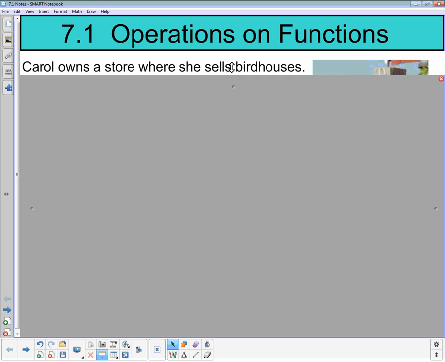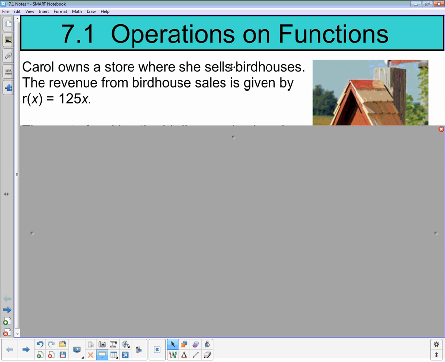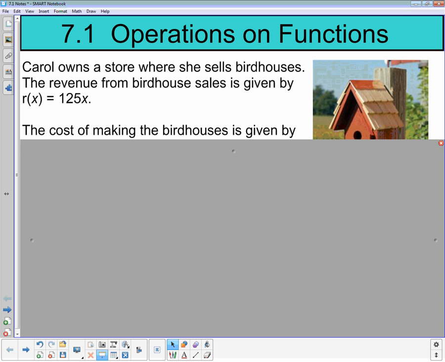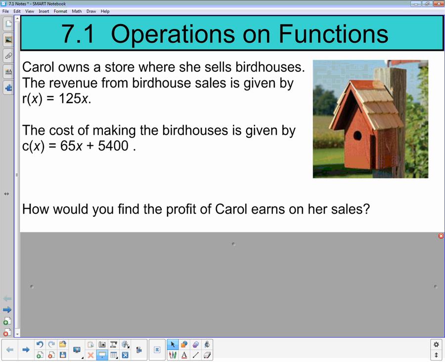So if we look at our first problem, we have that Carol owns a store where she sells birdhouses. The revenue from birdhouse sales is given by R of x is equal to 125x. We also know that the cost of making this birdhouse is given by C of x is equal to 65x plus 5,400. Our first question, how would you find the profit Carol earns on her sales?